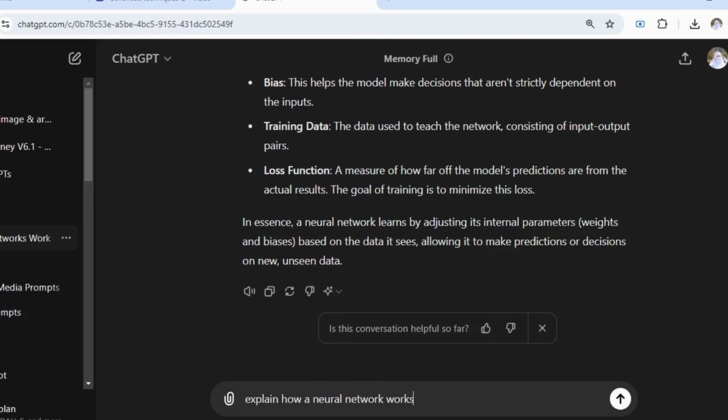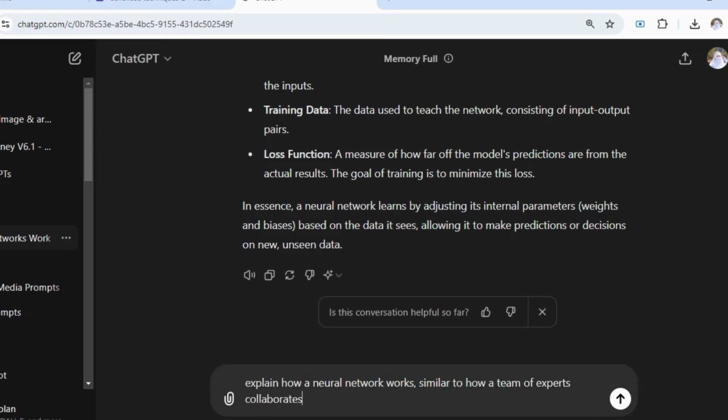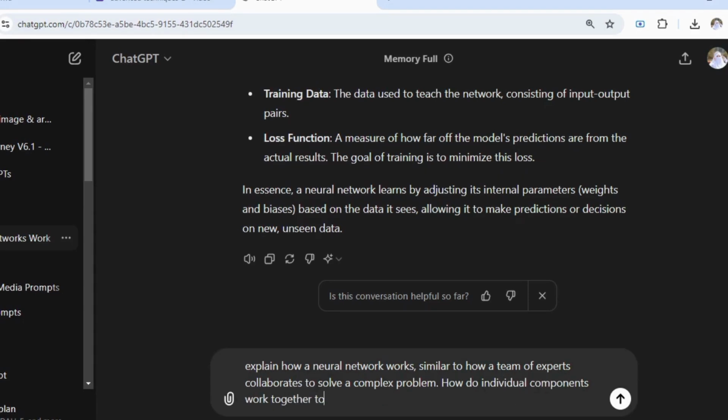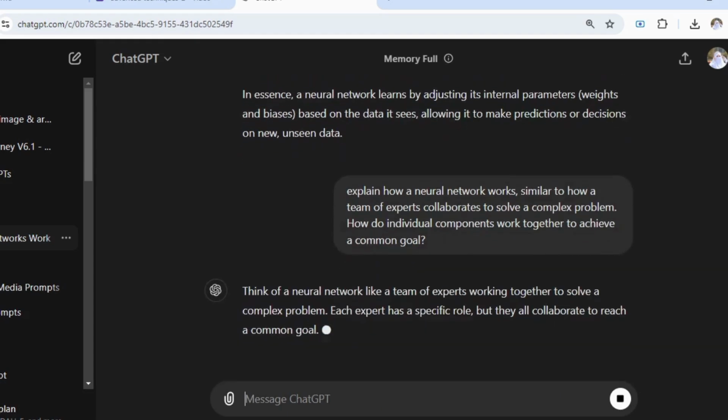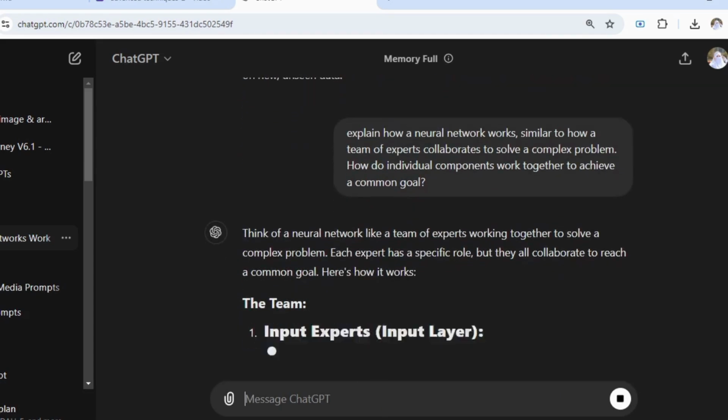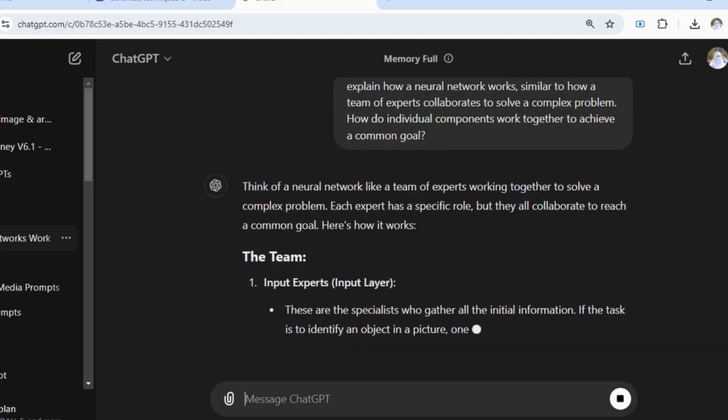So, if we add an analogy to our prompt, we can write it as: explain how a neural network works, similar to how a team of experts collaborates to solve a complex problem. How do individual components work together to achieve a common goal? Now you can compare both of the responses and you'll see the huge difference.